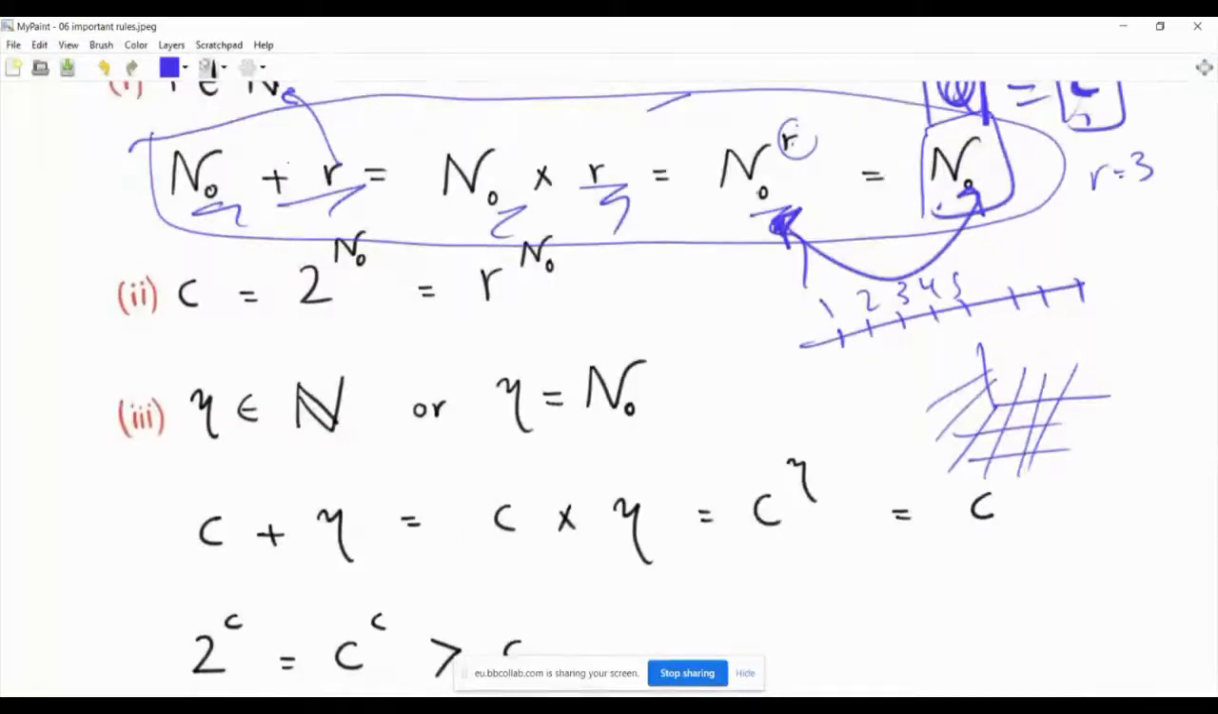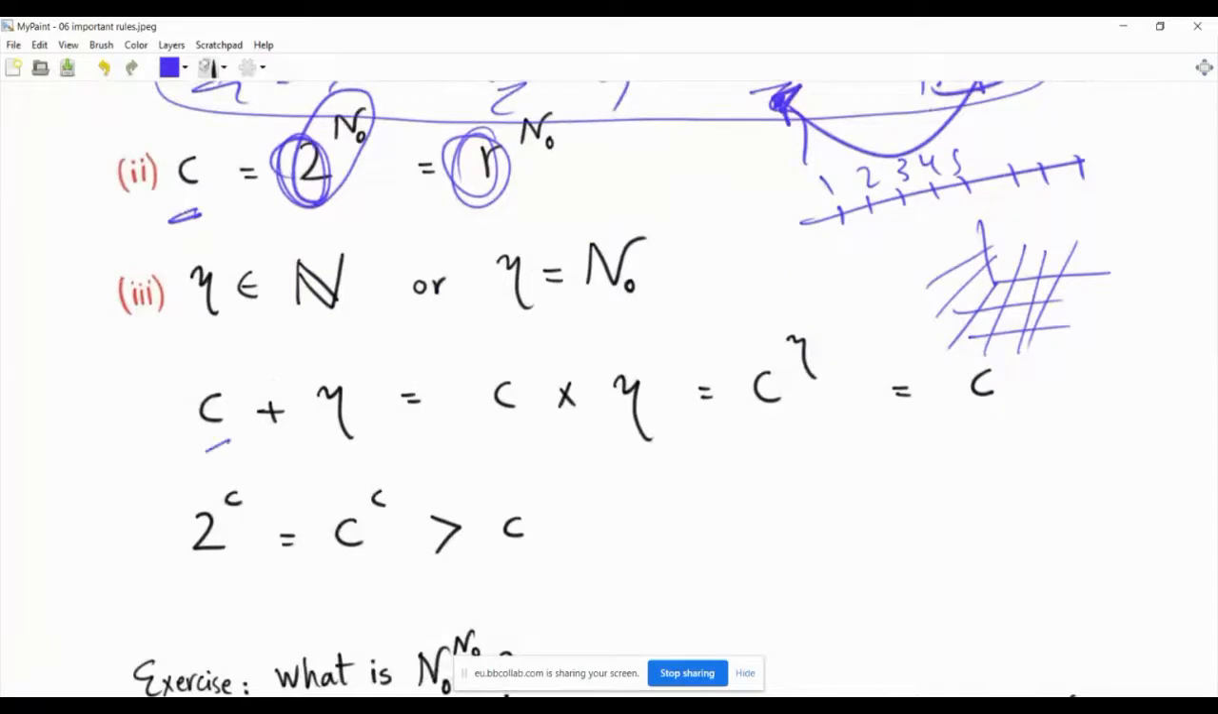Now, what about C? We can write C as 2 to the power Aleph Naught. I didn't go into details, but this is inspired by the fact that real numbers can be thought of as the power set of natural numbers. In fact, rather than 2, we can have any natural number, and this will be okay. Now, if you take C and add to it any finite natural number, or add Aleph Naught, or multiply by a natural number or Aleph Naught, or raise it to a natural number or to Aleph Naught, you get C.